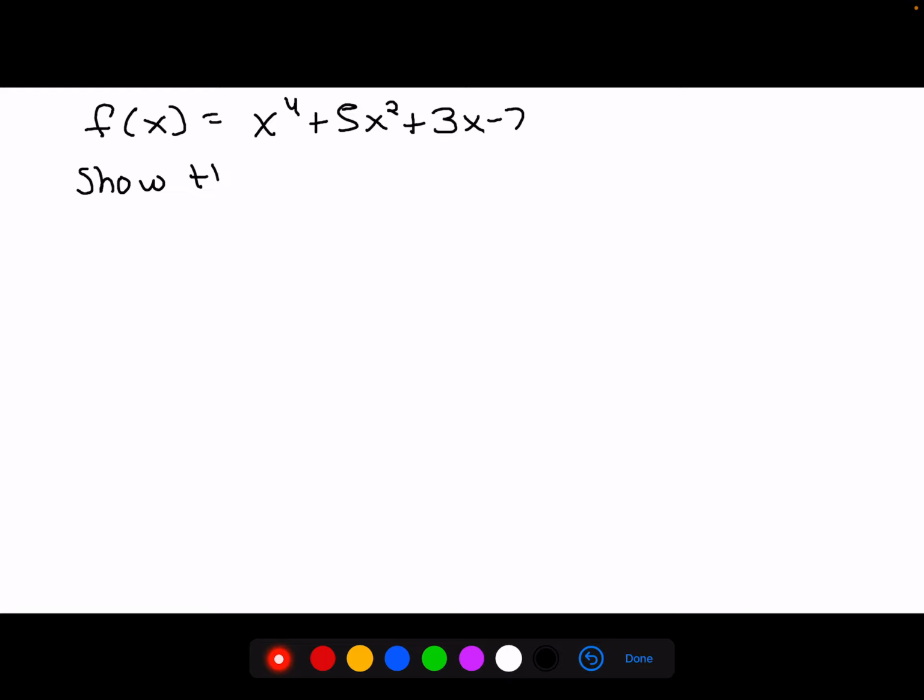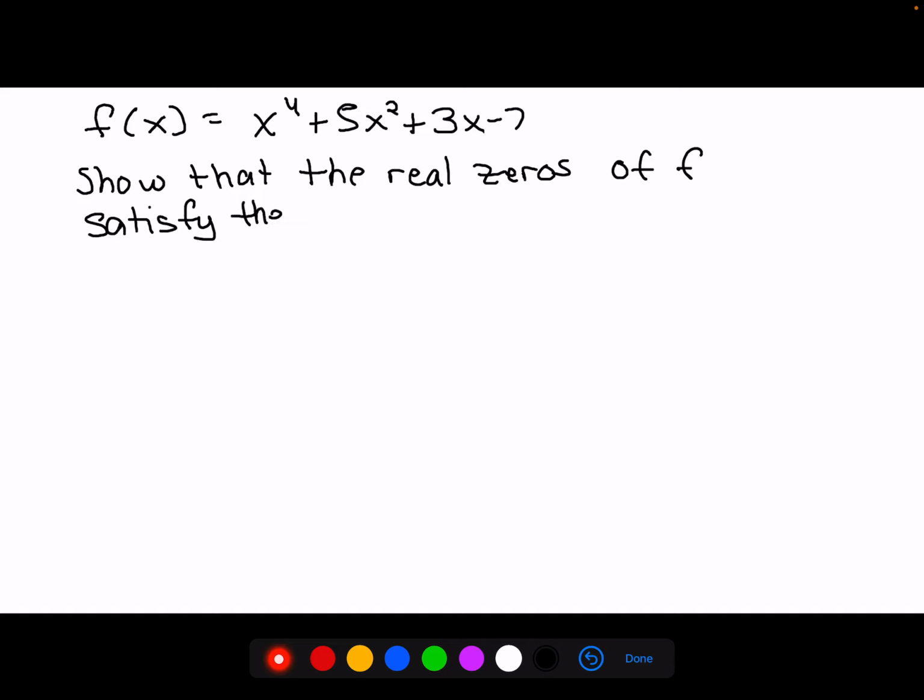All right, what will your book ask you to do? It'll give you a function, x to the 4th plus 5x squared plus 3x minus 7. And it'll say to show that the real zeros of this function satisfy these conditions. Okay, so they might say something like no real 0 is greater than 1.